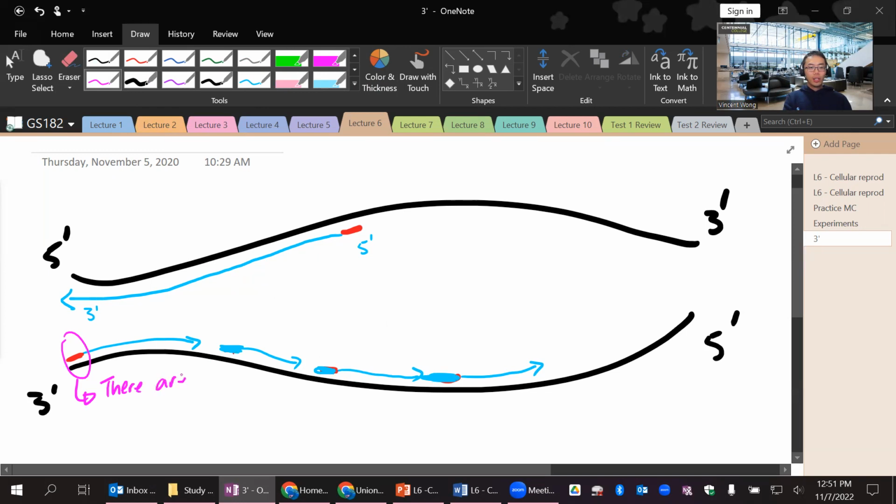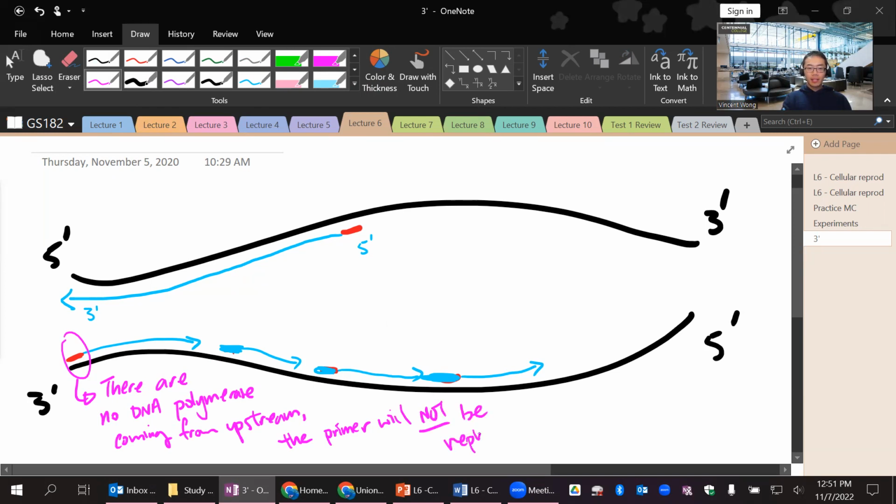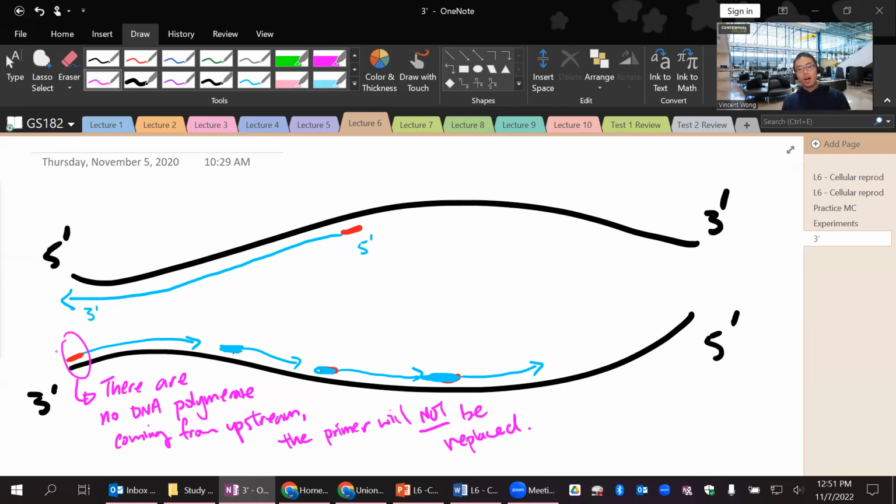There are no polymerase coming from upstream. The primer will not be replaced. So this chunk of DNA actually never gets copied. The primer would just fall off, and then that little bit of DNA would be lost in the new copied version.